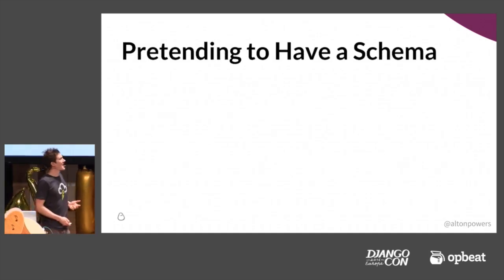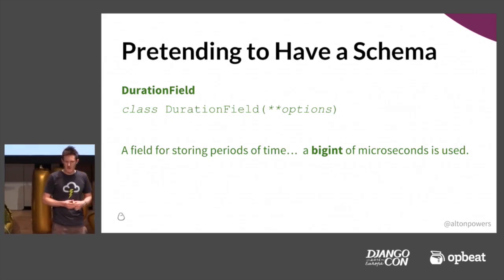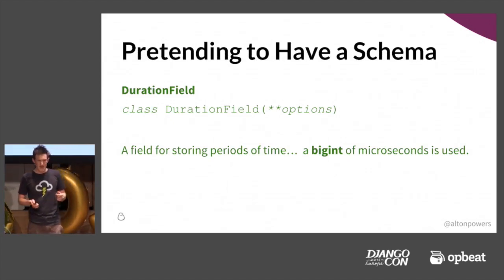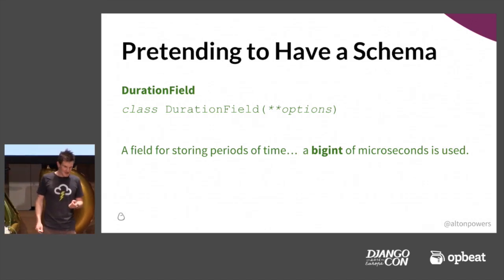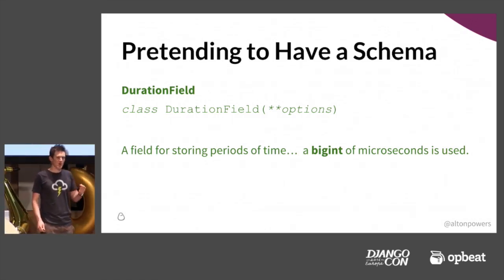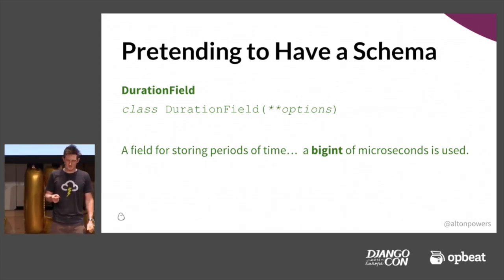Sometimes we have to pretend to have a schema, even though we don't. So this is a piece of Django's documentation for the duration field, and it says that Django stores the duration as a big integer in the database. And this is kind of true if your database coerces it to be an integer. But in actual fact, Django gives you a float.